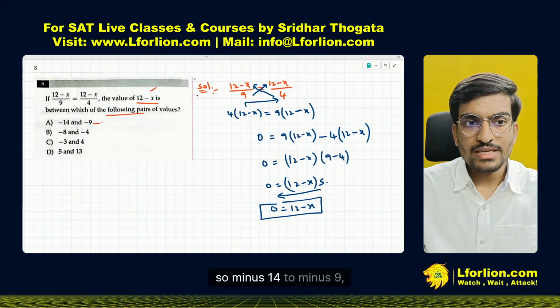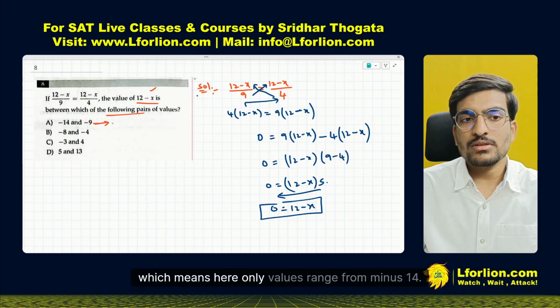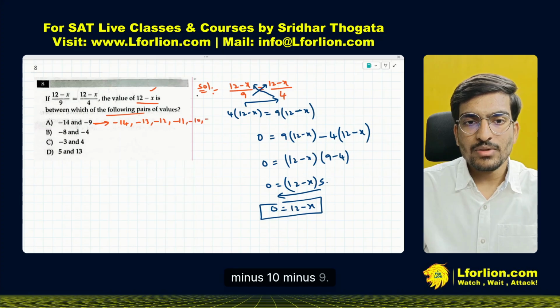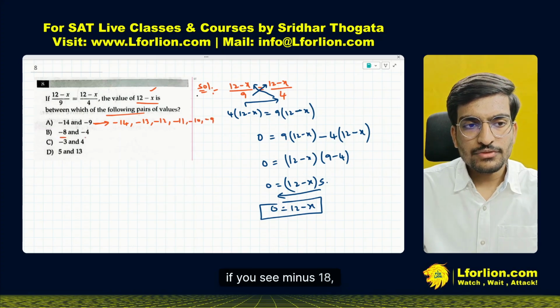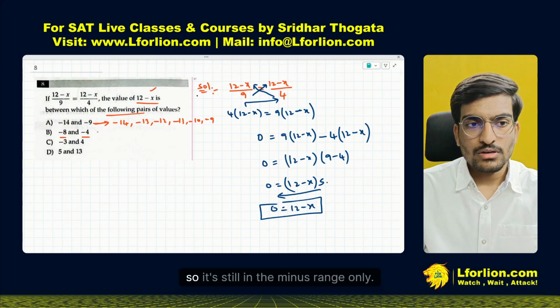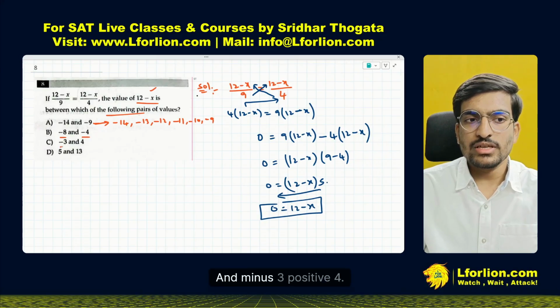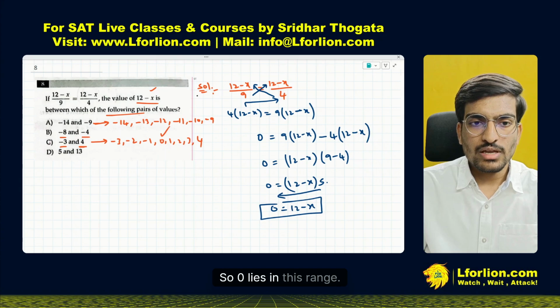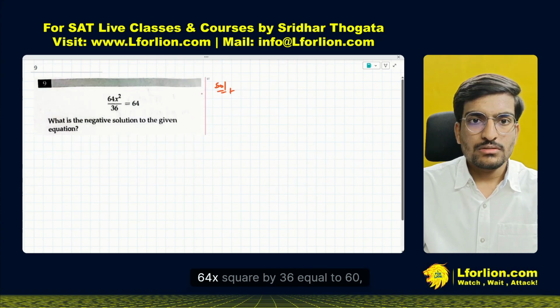Minus 14 to minus 9, which means here only values range from minus 14, minus 13, minus 12, minus 11, minus 10, minus 9. Like that, if you see minus 8 to minus 4, so it's still in the minus range only. And minus 3 to positive 4, yes, here it will lie. Minus 3, minus 2, minus 1, 0, 1, 2, 3, 4, so 0 lies in this range. Option C.